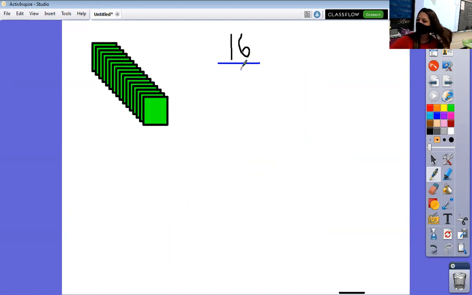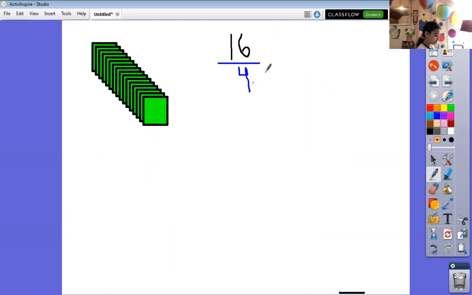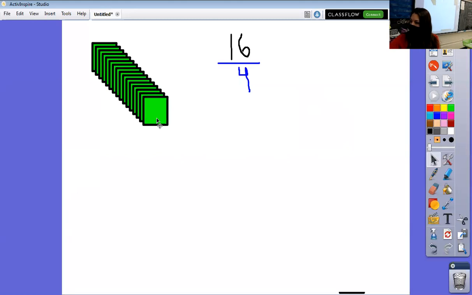What value should I give each piece this time? I'm going to call them each a fourth. They're each going to be worth a fourth, okay? So how many pieces make one whole this time? 4, you got it. Okay, so let's bundle them up.